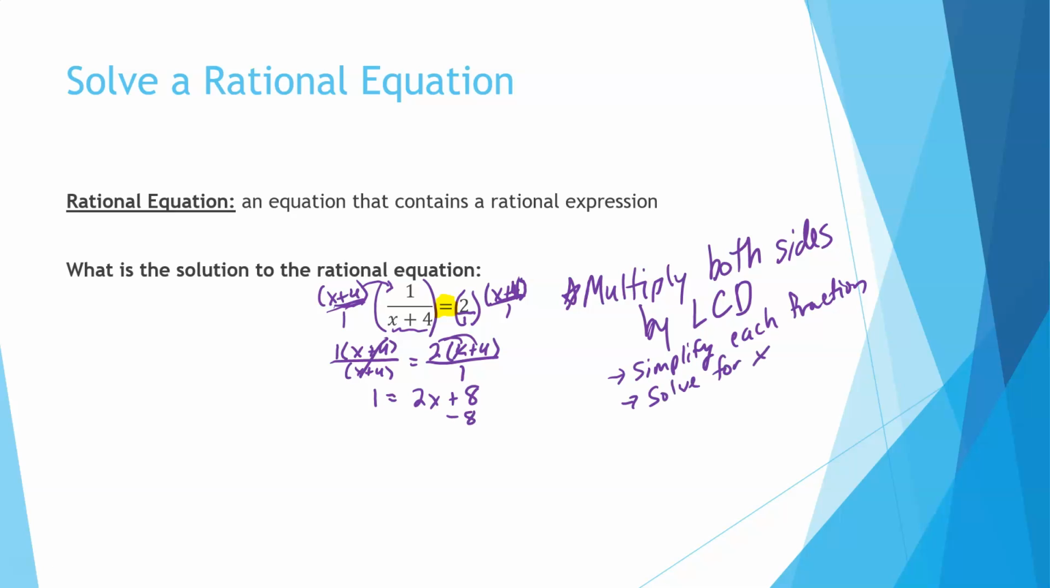Okay, so I'm going to subtract 8 in this case, get negative 7 equals 2x, and divide by 2. So I get x equals negative 7/2, which is actually my final answer. Okay, so that's the strategy we're using today. Multiply both sides by the least common denominator, distribute that to the top of every fraction, cancel and simplify in each individual fraction, and then solve for x.